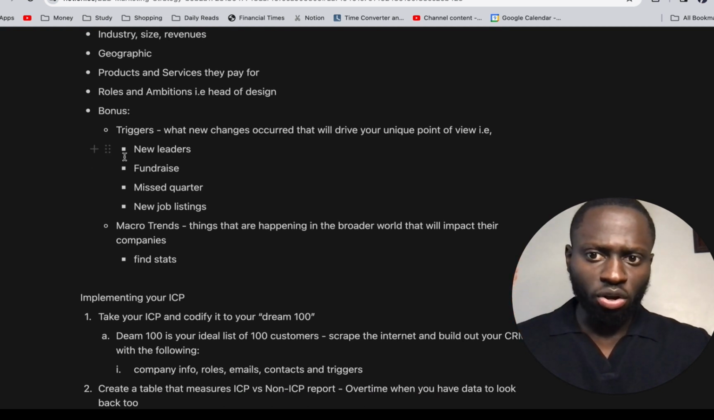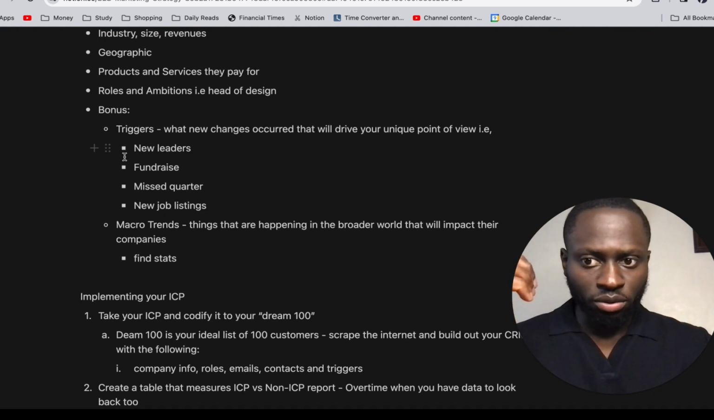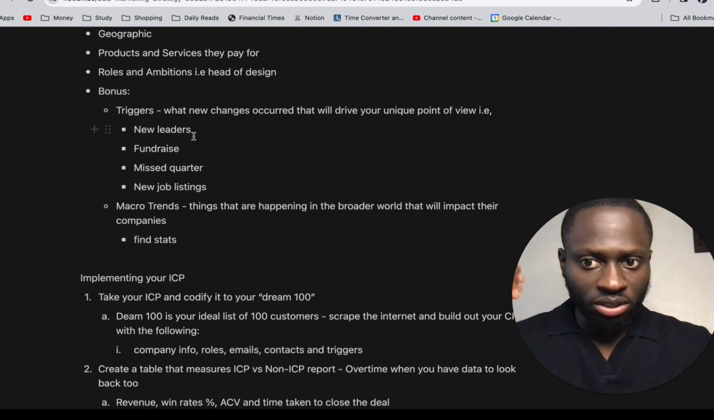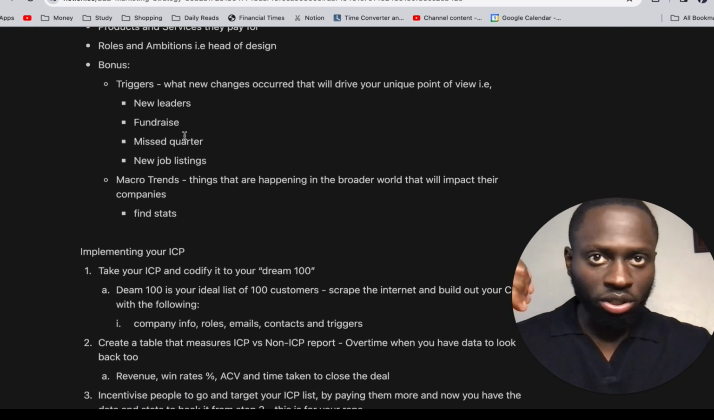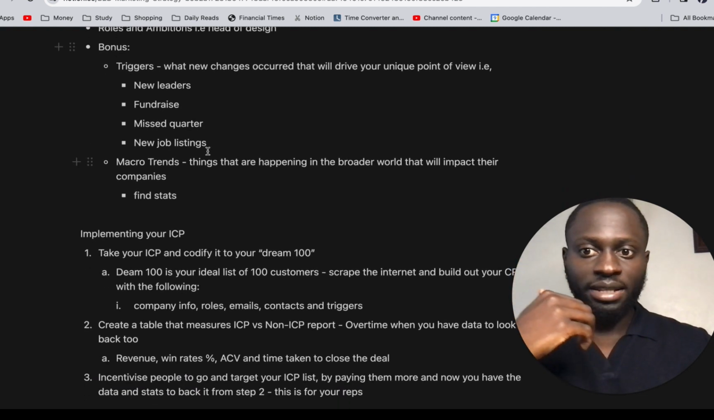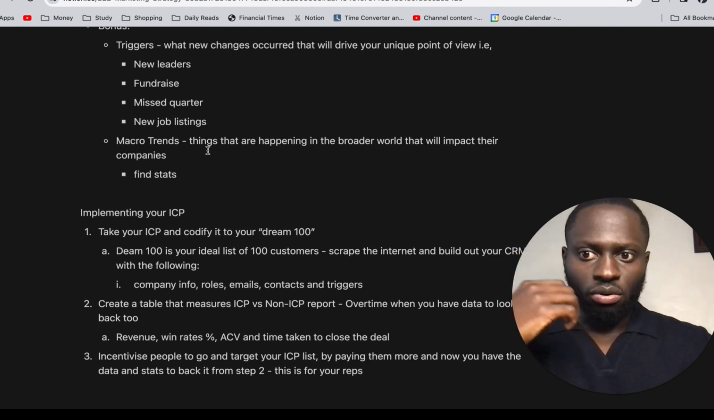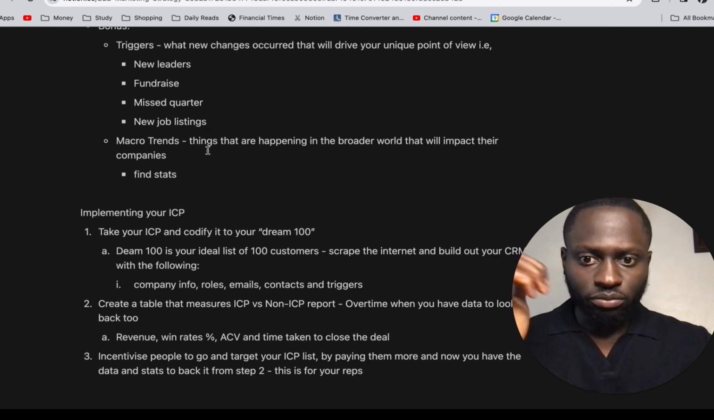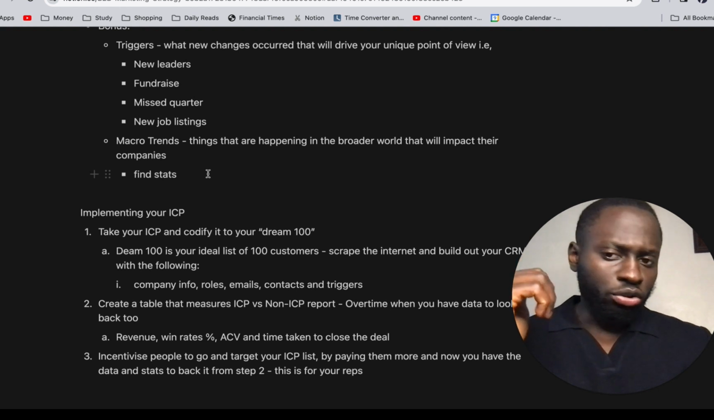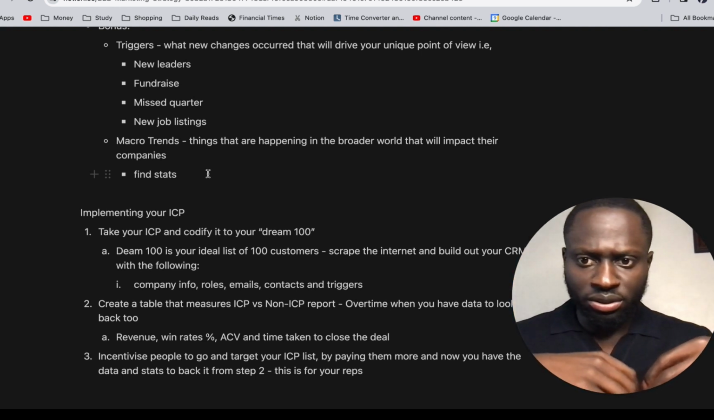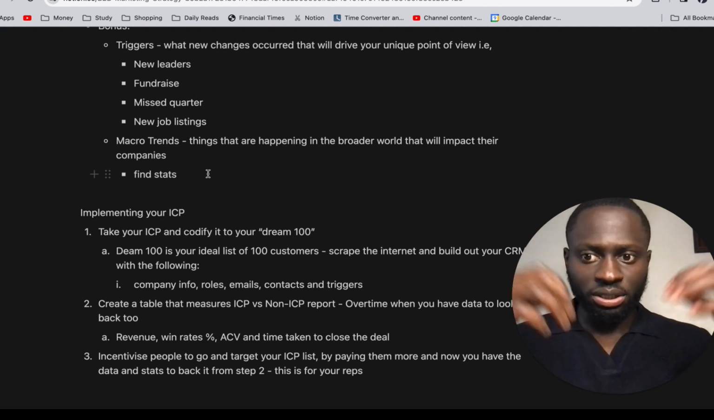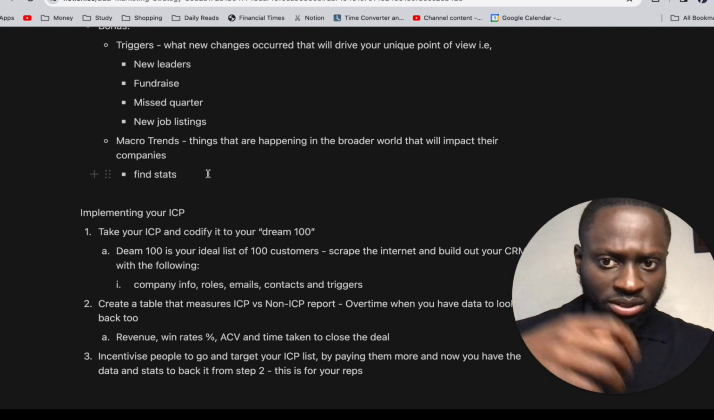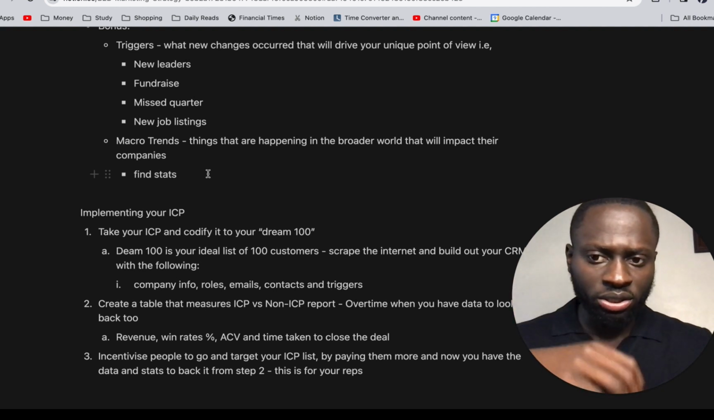Triggers are what new changes occurred that would help drive your unique point of view. Are there new leaders in the space? Have they fundraised? Have they maybe missed a quarter, not done well on their financials, and now need a solution like yours? Or new job listings. Once you've done that, you also want to identify macro trends, things happening in the broader world that would impact these companies. Find statistics. This will help a lot with your email marketing outreach.